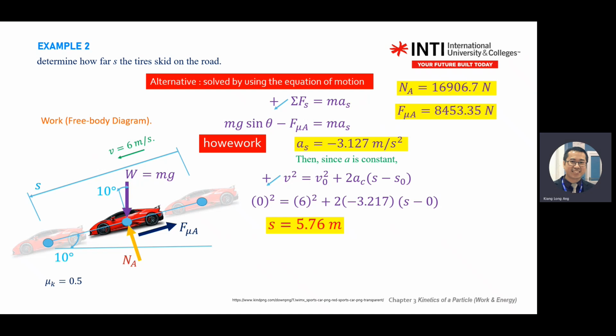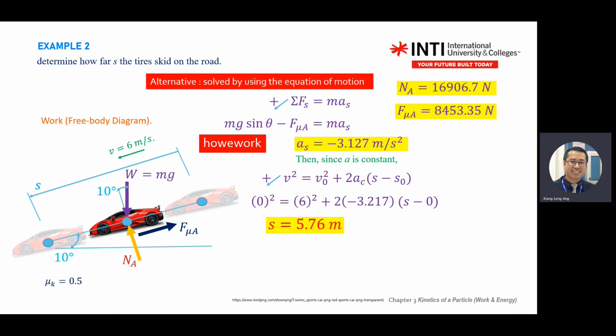If the question asks you to use the principle of work and energy, then you write the equation for that principle, then you do the work and energy calculation. If the question doesn't mention the principle of work, then normally it falls under a chapter 2 question. Expect to use F equal to ma.